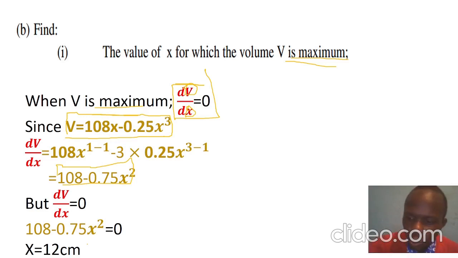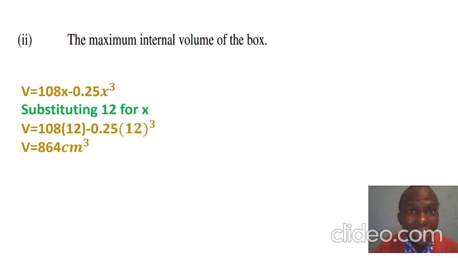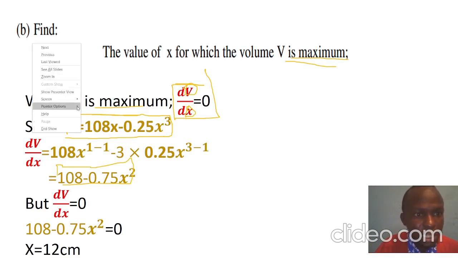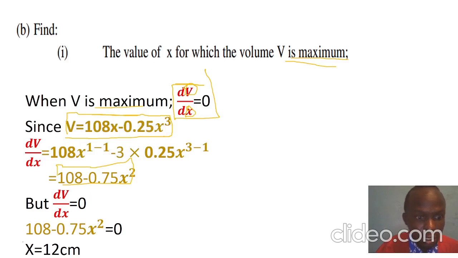Let us look at the next question. Find the maximum internal volume of the box. Now, our function here. This is the last part. So let me finish up.